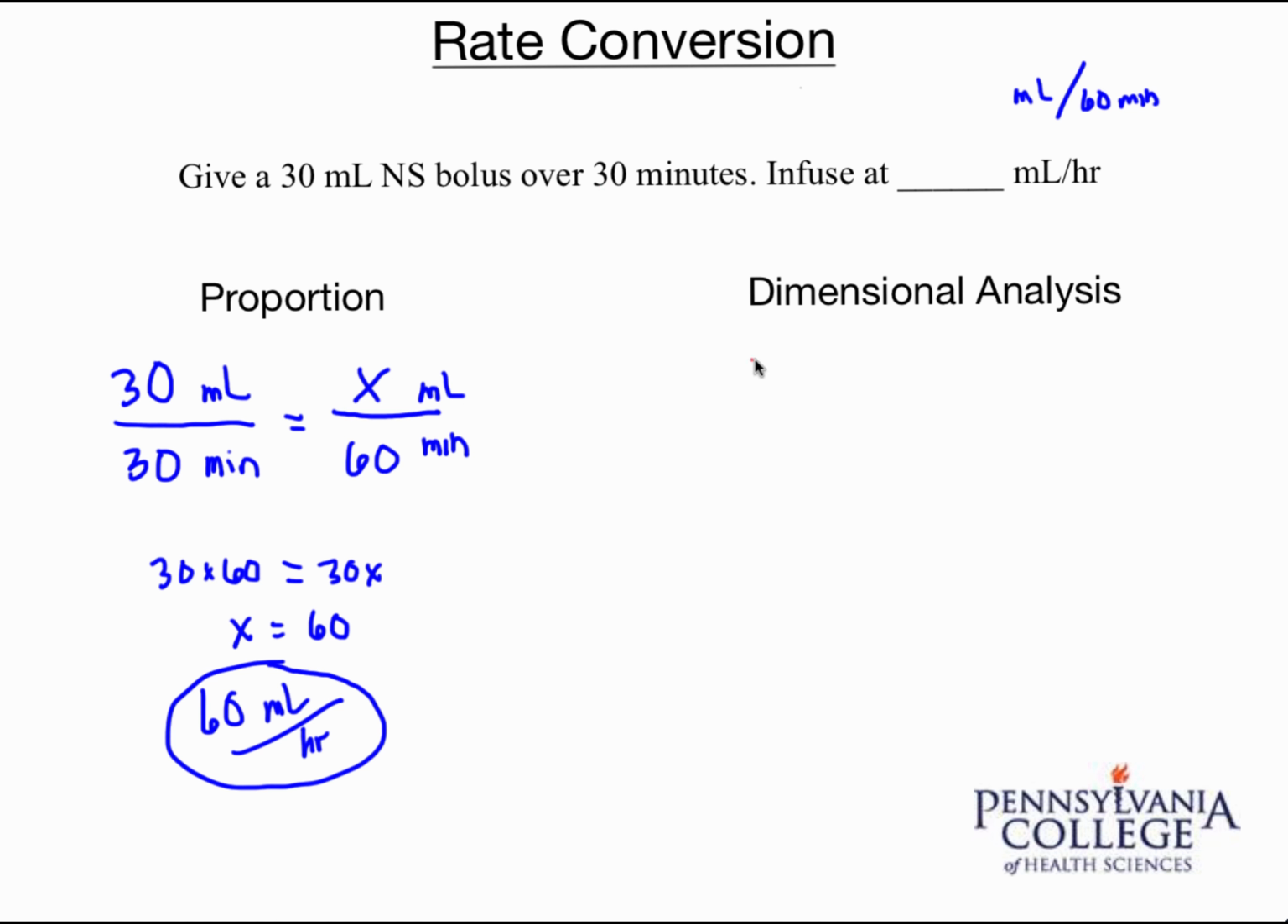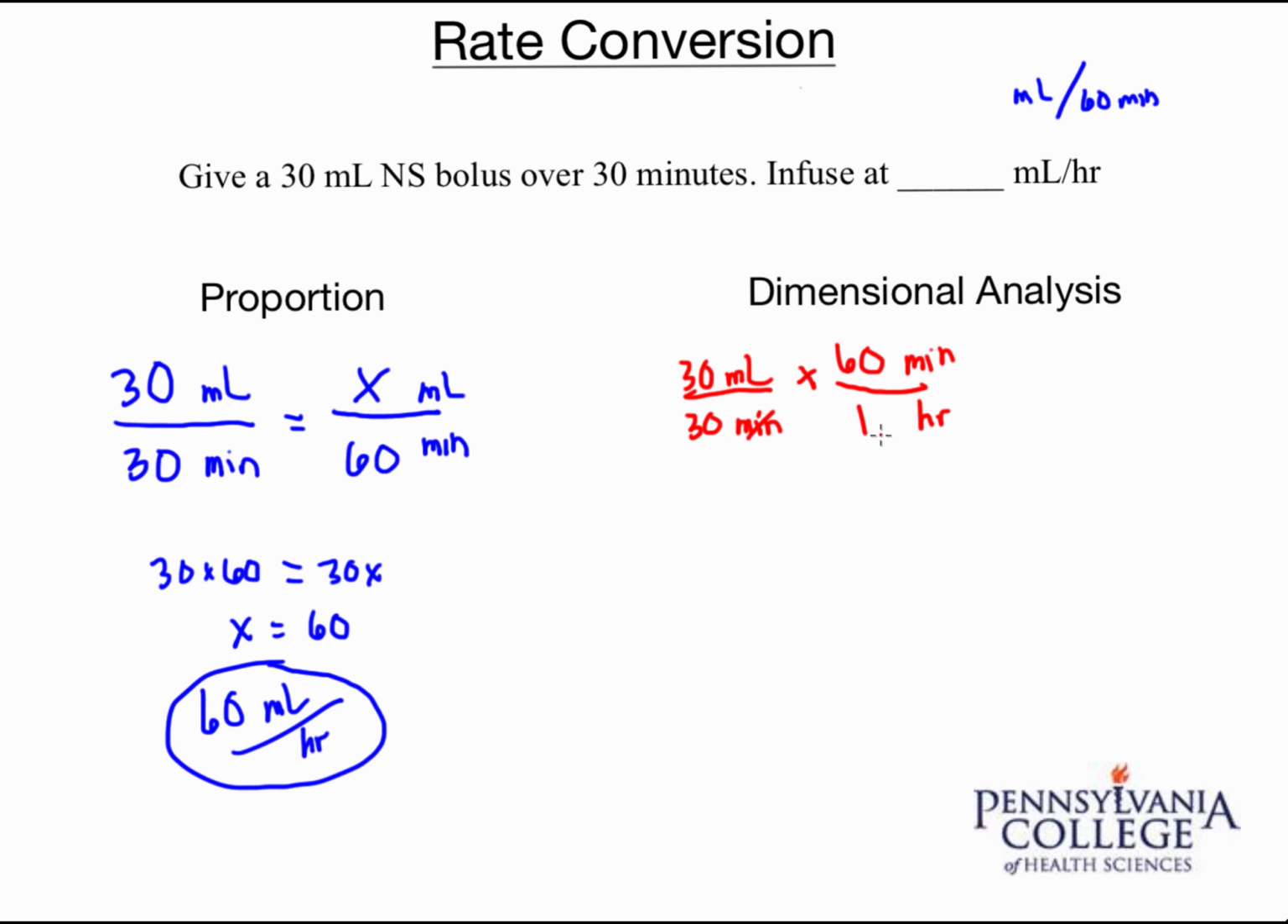Using a dimensional analysis approach, I'm still going to start with that 30 mLs over 30 minutes. That is the rate that I know that needs to occur. This is what must happen. I do not want a unit of minutes. I need to cancel out minutes, so that's going to be in the numerator of my conversion factor. And I want to convert minutes into hours. I know 1 hour is 60 minutes.